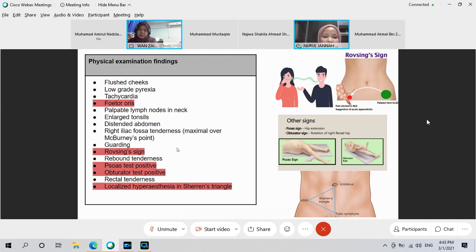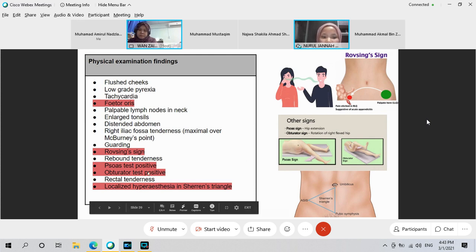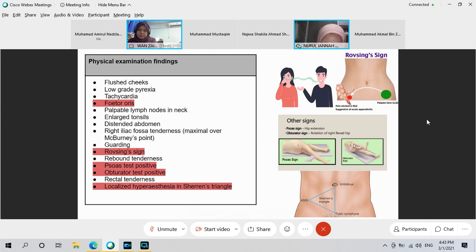And then next is obturator test positive. The obturator test is also to indicate inflammation in the region of the obturator internus muscle. The patient needs to lie on the back and then flex the hip and knee to 90 degrees. If pain is elicited, the obturator test is positive.